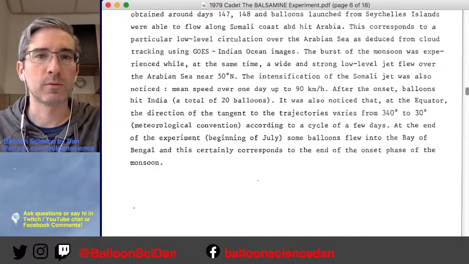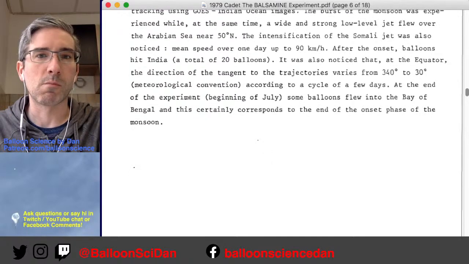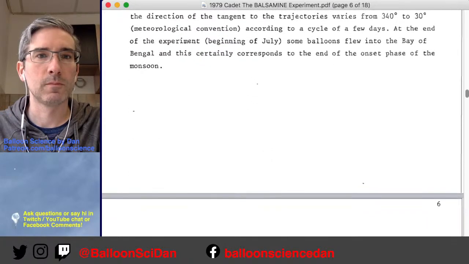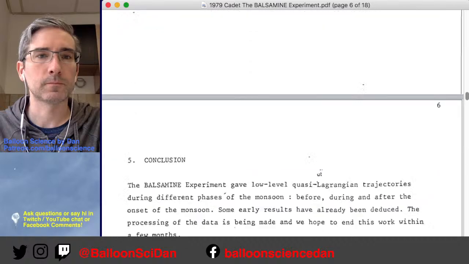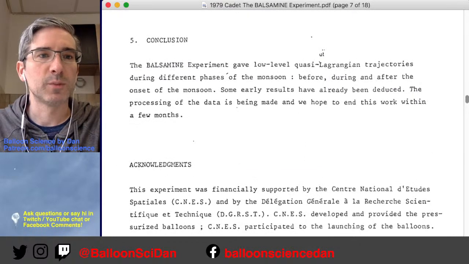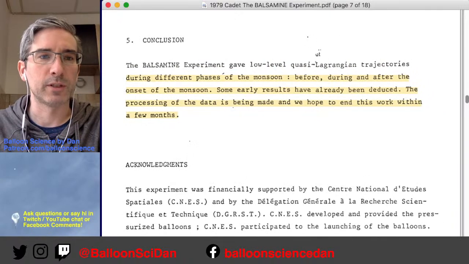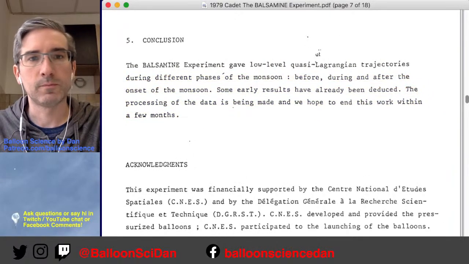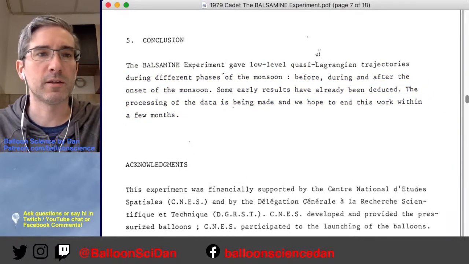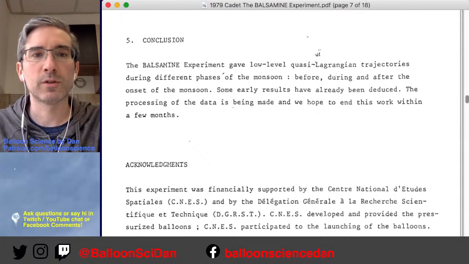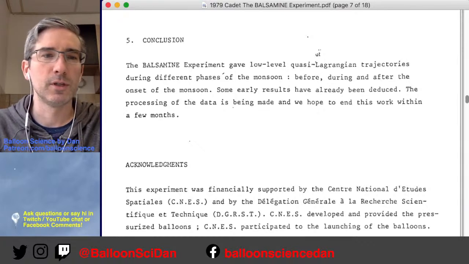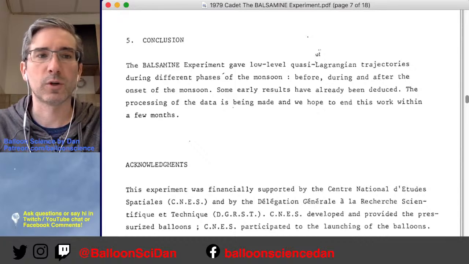Weather data, we'll skip over this. The BALSAMINE experiment gave low-level quasi-Lagrangian trajectories during different phases of the monsoon, before, during, and after the onset. Some early results have already been deduced. Processing of the data is being made, and we hope to end this work within a few months.